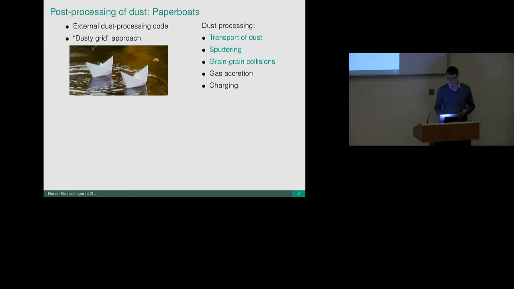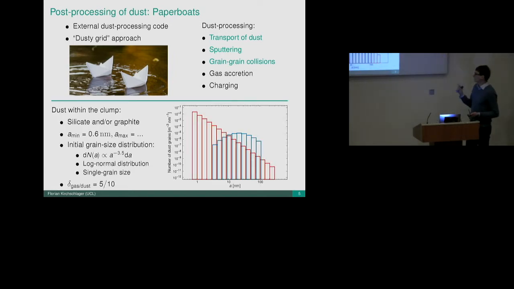There are also other effects implemented, like gas accretion and charging, but there's no time in this talk to talk about this. And one word on Paperboats: the name is associated with paper boats on the water because the dust behaves in the same way in the gas. It is advected by the gas like the boats on the water. The boats can be sputtered when water is making damage on the boats, and the boats can also collide and crash into many, many small pieces, like the dust when they collide. The dust is located within the clump. It can be silicate or graphite. We have different initial distributions, lognormal distribution or power law distribution being the most common ones. And the gas to dust mass ratio is very important for our outcome.